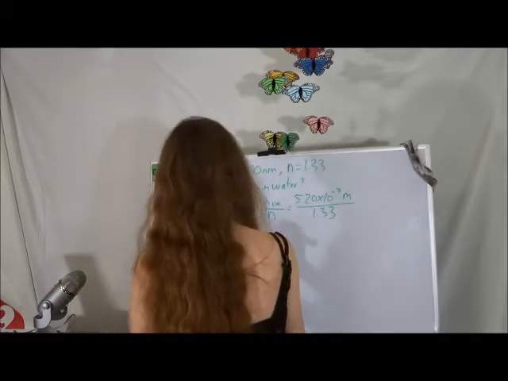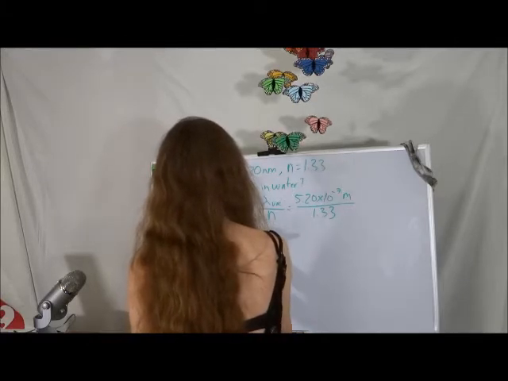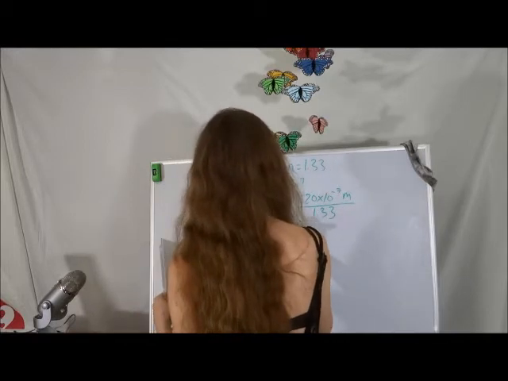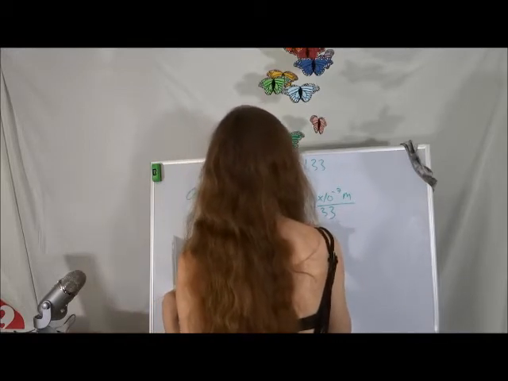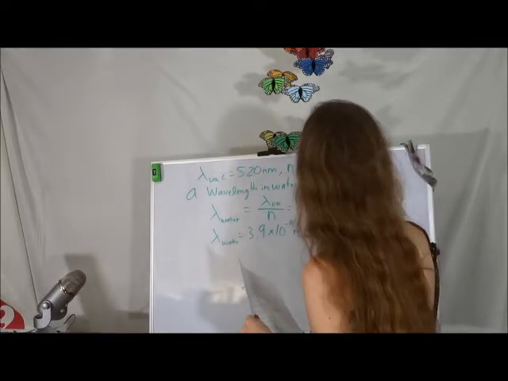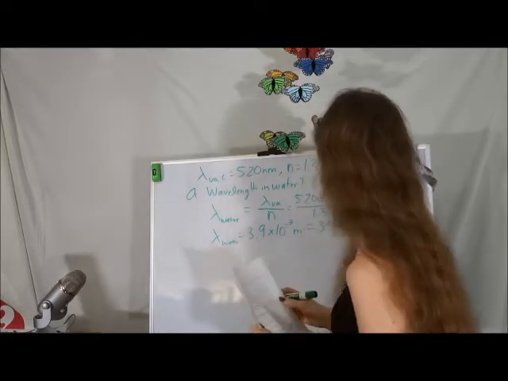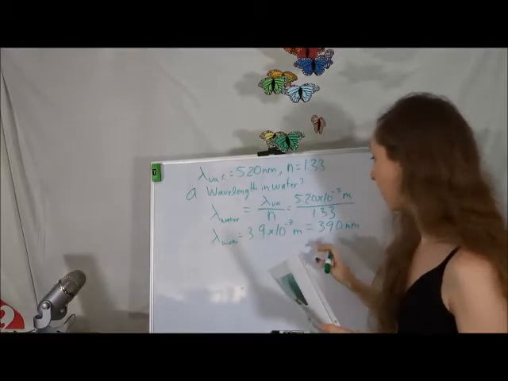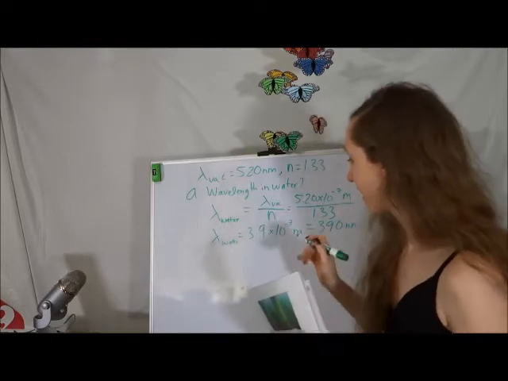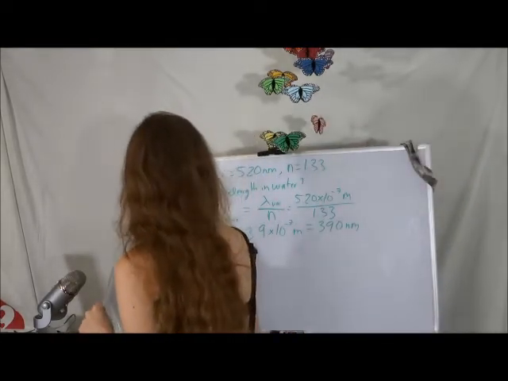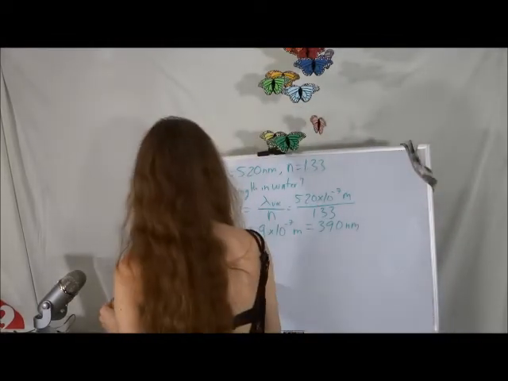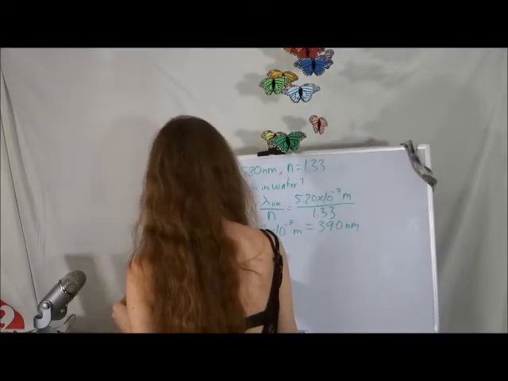So our wavelength is going to turn out to be about 3.9 times 10 to the minus 7 meters, or if we want to talk about it in nanometers, it would be 390 nanometers. So that's how our wavelength would change when it goes from air to water. Next thing we may want to know is, all right, well, our wavelength has changed. What color is our light now?